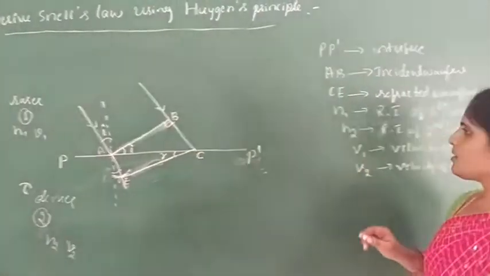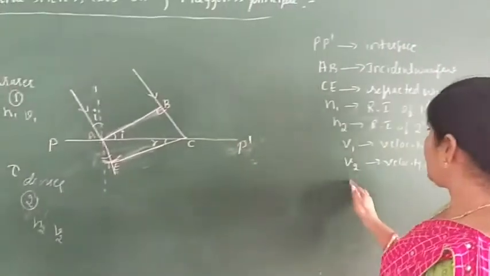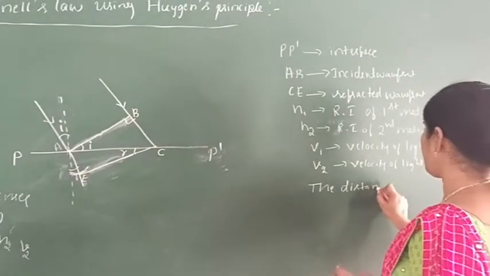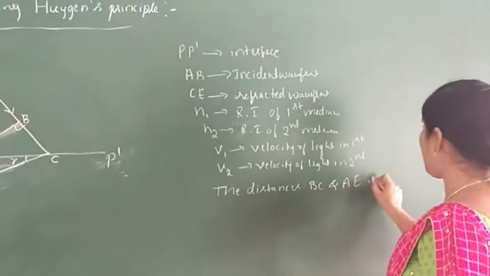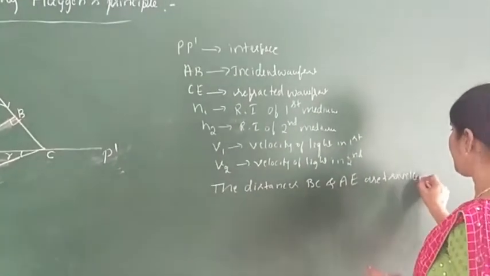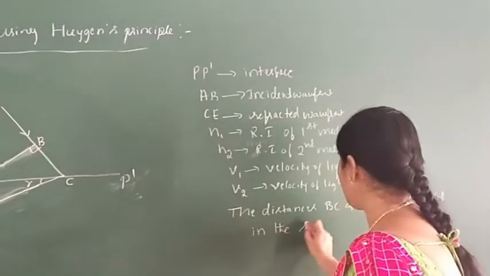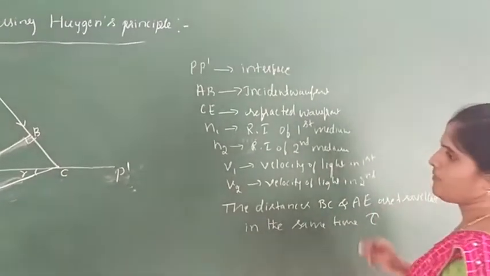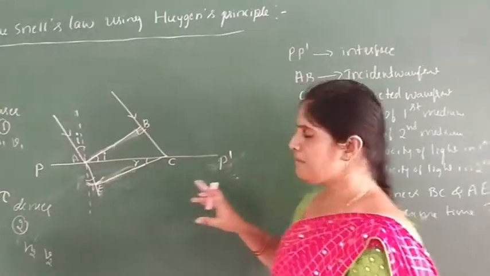Okay. So the distances BC and AE are travelled in the same time. Say the time as tau. The time taken to travel the distances BC and AE are the same, that is tau.